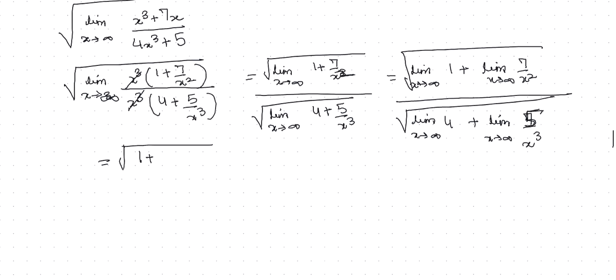We know as 7 by x squared, as x tends to infinity, 7 by infinity is 0. So this gives 0, and this gives 4 plus 0. So this is 1. And so the limit of the function given when x tends to infinity is half.